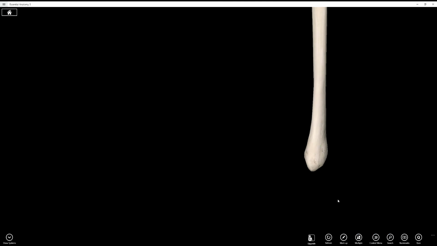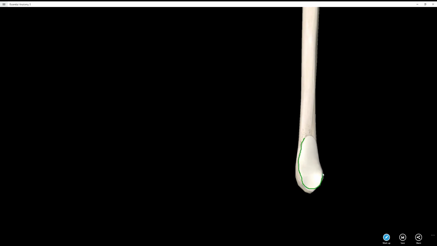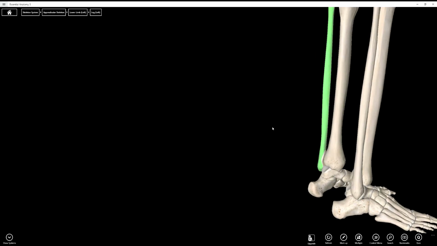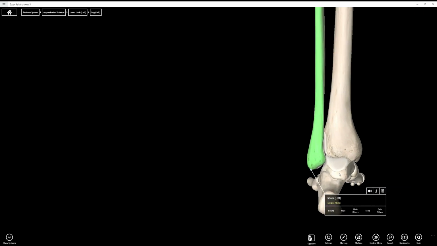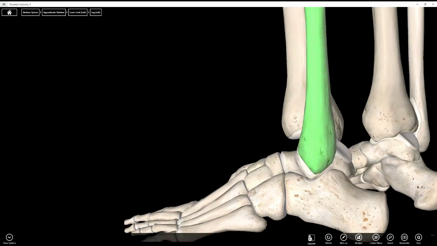Then we have the lateral malleolar facet, which, like the medial malleolar facet, is the part of the bone that articulates with the talus. So there it is, lateral malleolar facet. And then we have the malleolar fossa. Now, I know the malleolar fossa is medial and posterior, so I brought the tibia back in here just to help me find it. Now the question is, and this is what I suspected.